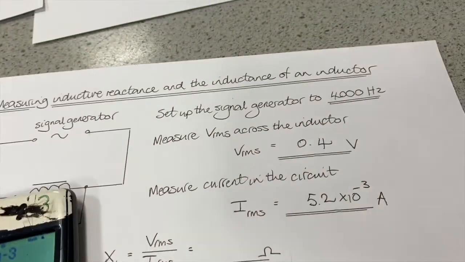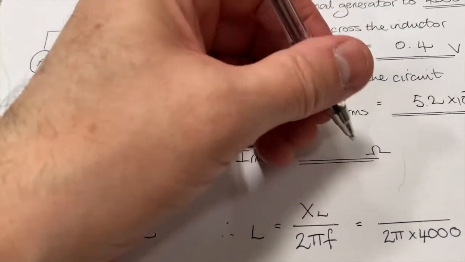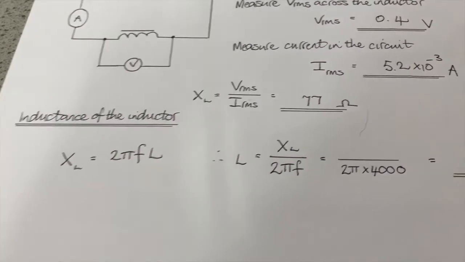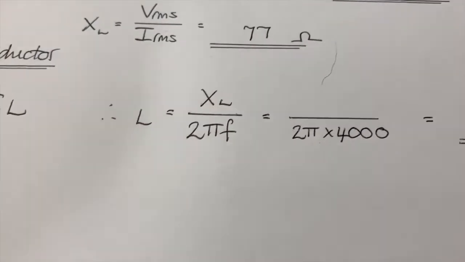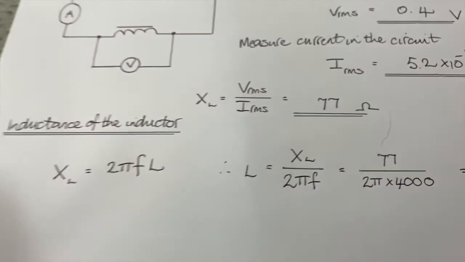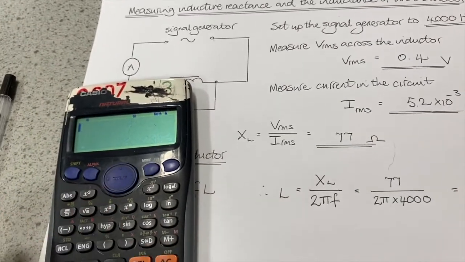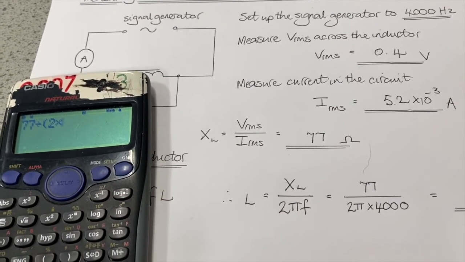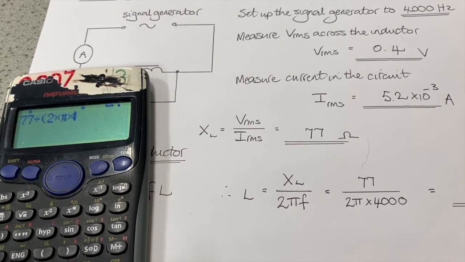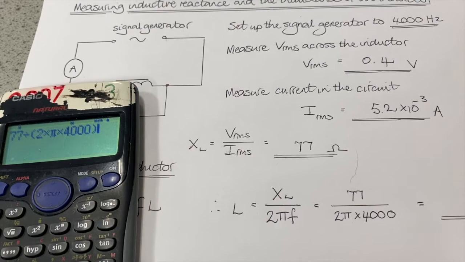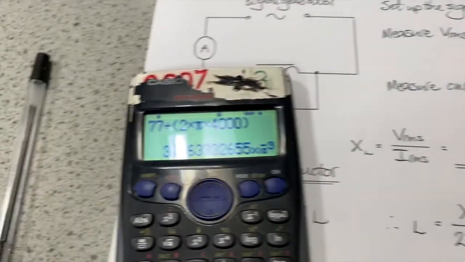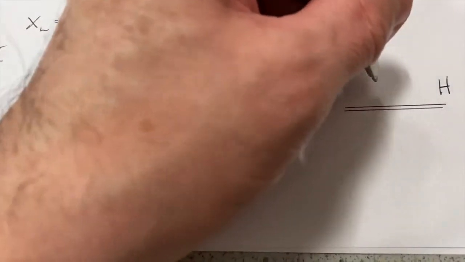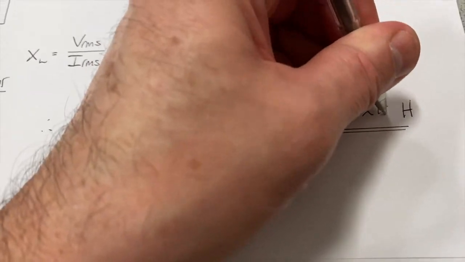Let's turn it off. So if that's 77 ohms, then we can work out what the inductance of our inductor is by substituting in the 77 ohms for the reactance. Again on our calculator, 77 divided by 2 times pi times 4000 is 3 times 10 to the minus 3, or 3 millihenries. So 3 times 10 to the minus 3.